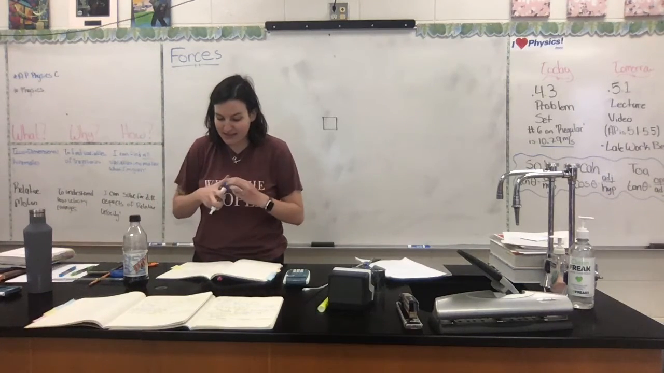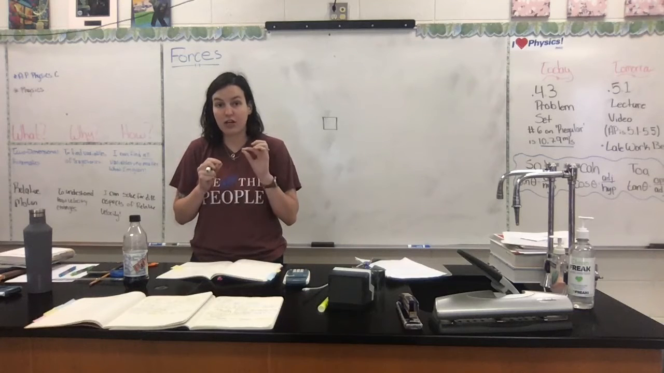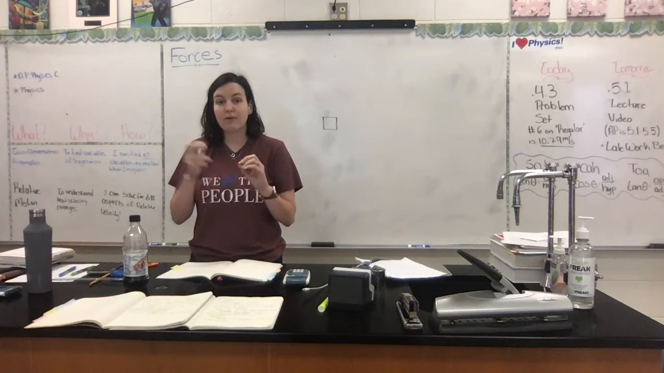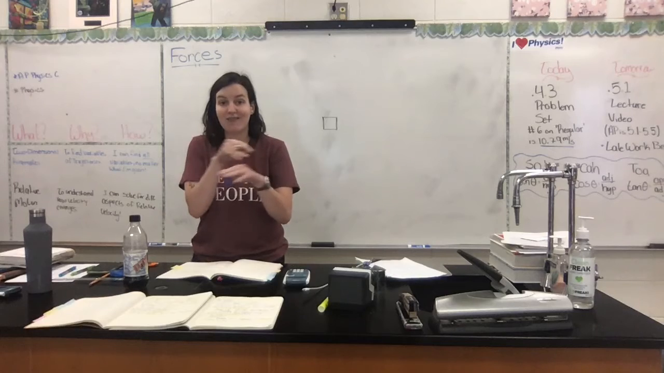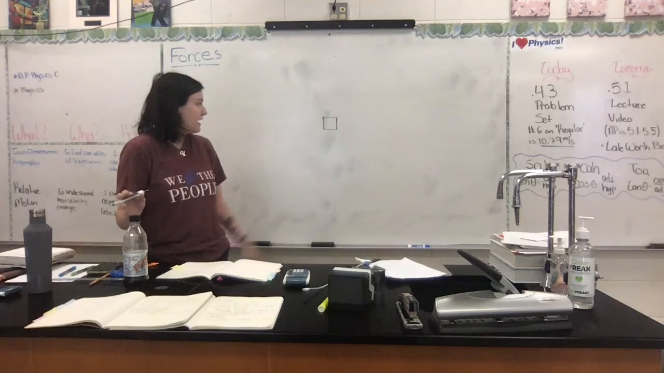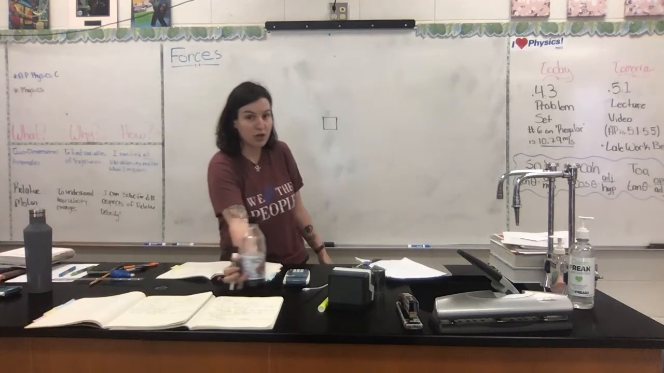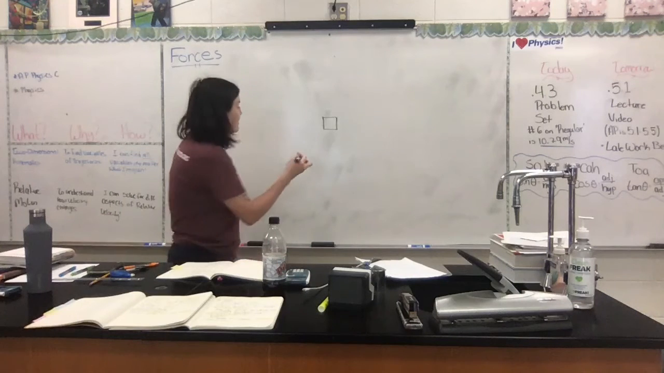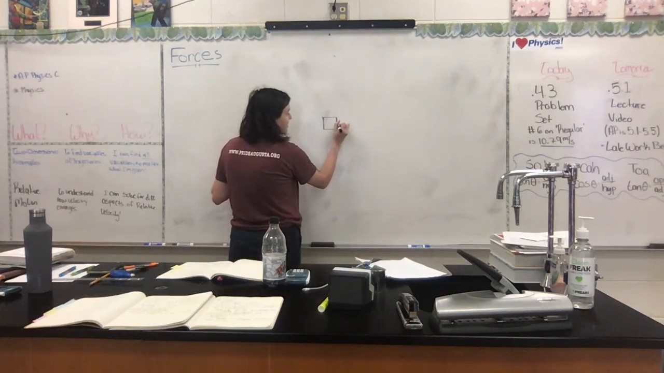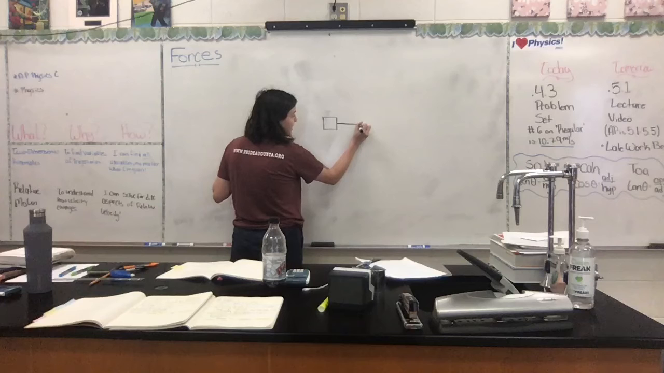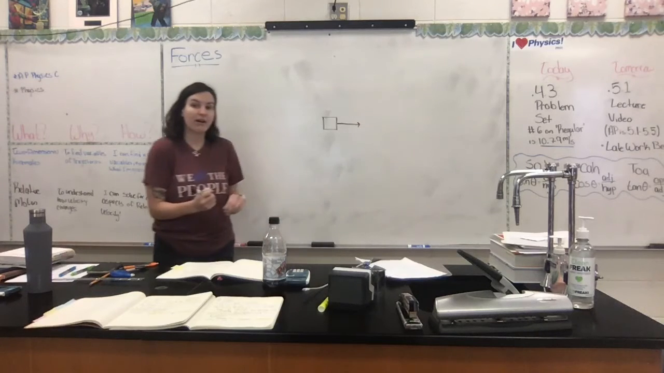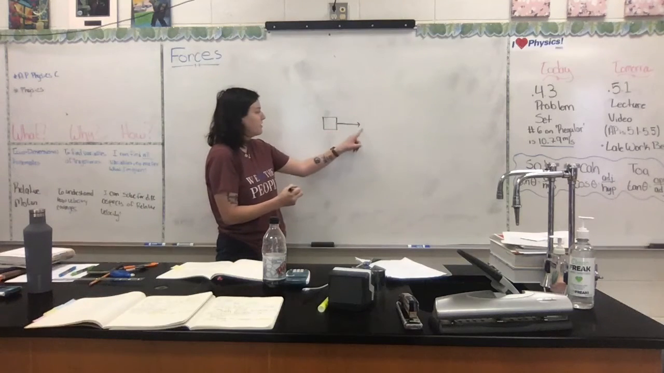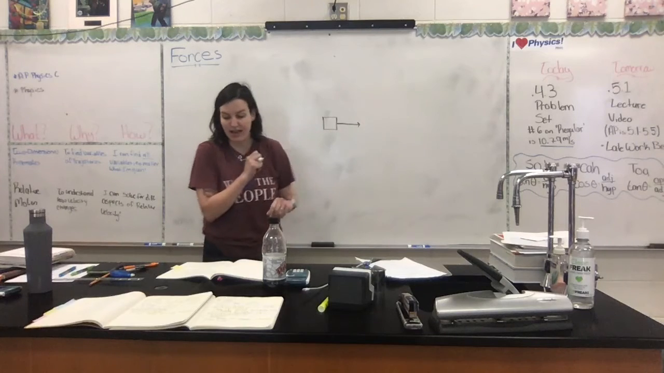The second thing is to place the tail of the vector on the particle. Remember, the tail is the part that doesn't have an arrow. So if this is my object and I'm pushing it that way, that means my arrow is going to come off of this and it's going to go that way, okay? So this is my tail, this is my tip. The tip has the arrow.